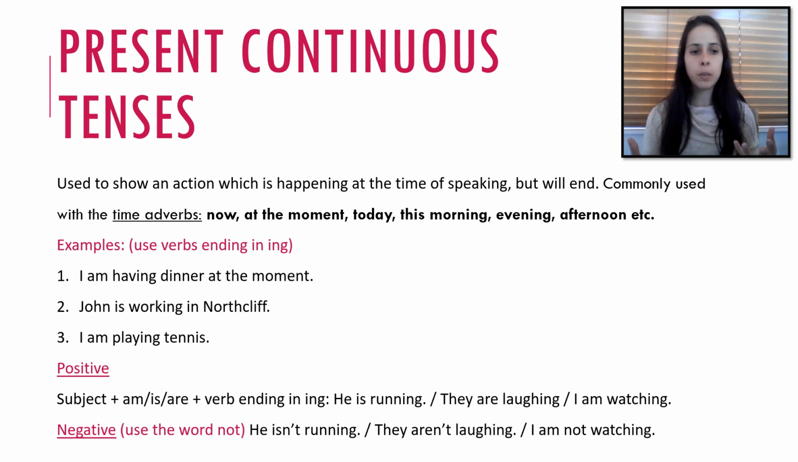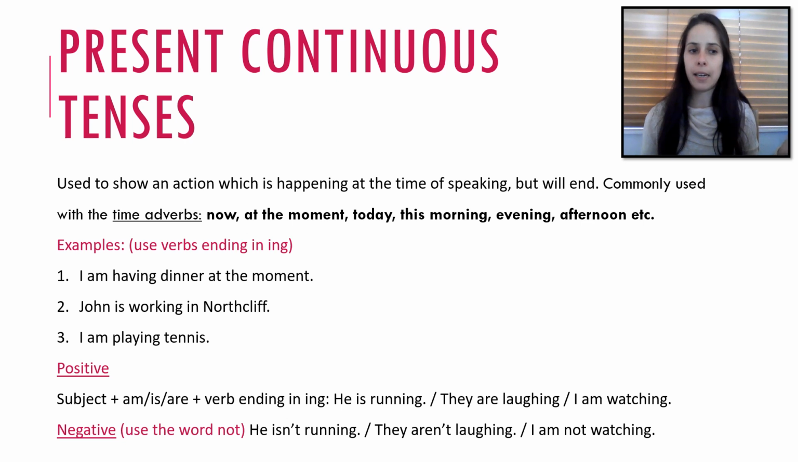So here are some examples. Again, I've mentioned that you're using verbs that end in ing. If you're not sure, you can use that as a reference, and most of the time you should be right. Okay, number one, I am having dinner at the moment. Eventually dinner is going to end, but it's present, and like it says in the definition, the action will end eventually. Present continuous, right? Number two, John is working in Northcliffe. He's working now, but obviously he's eventually got to come home. He's not going to sleep at work.